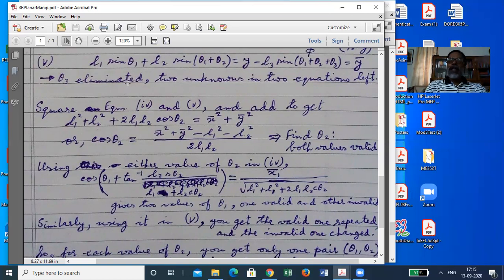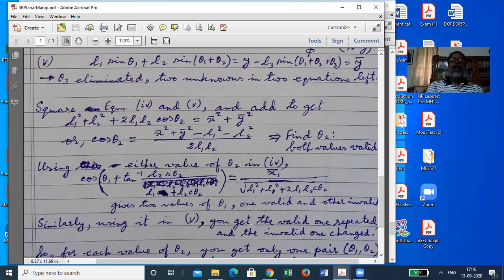In that case again, to find which is valid, you could validate it by putting it in the cosine equation. So the cosine equation will give two possible values of theta 1 for every theta 2. The sine equation also will give two possible values of theta 1. One of this pair and one of that pair will be correct and common, and the incorrect one here and the incorrect one there would be different.